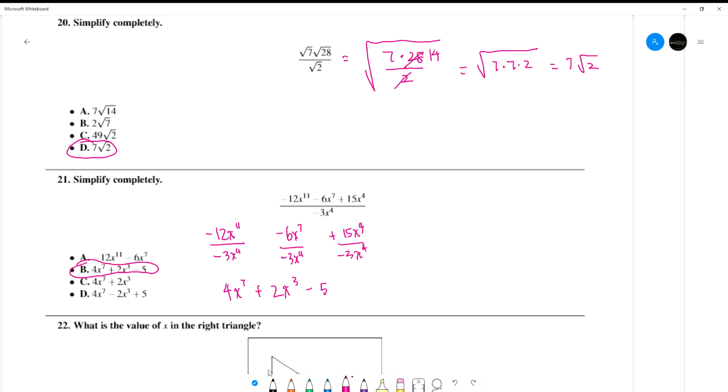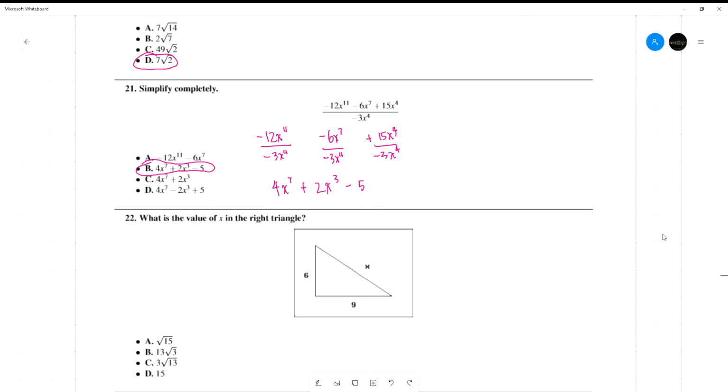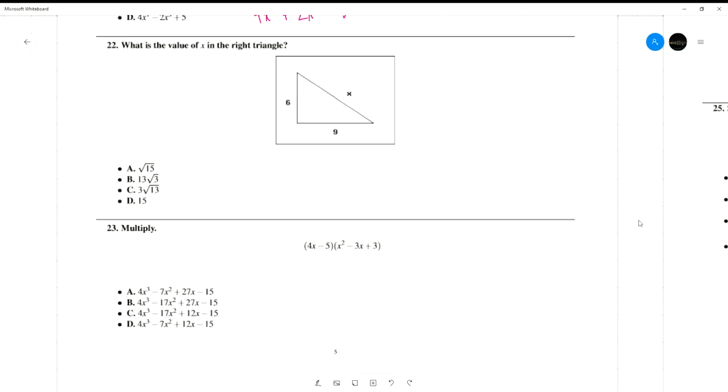Okay, be careful when you're selecting your answers. Right, there's no partial credit. It's either all right or all wrong.